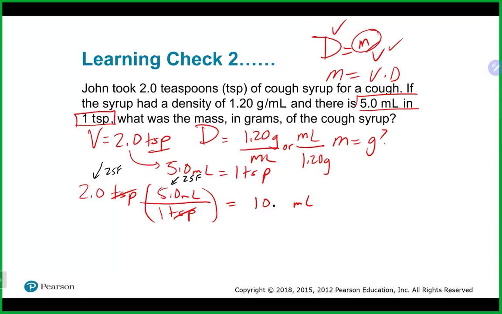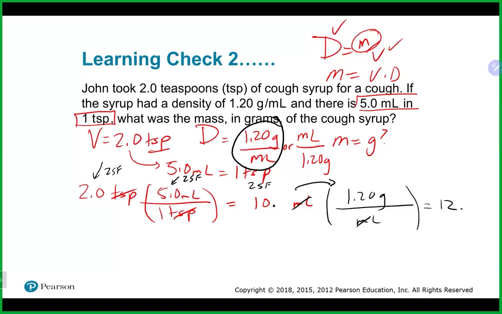We do need to look at the 5 here, and we should end up with 2 significant figures. That's why I got rid of the 0 there at the end. Now that I have it in milliliters, I could just take a dimensional analysis approach and get rid of milliliters, which means the density conversion, 1.2 grams per milliliter, is going to do that for me. Those are going to cancel. We're going to multiply in this case, and that's going to get us a 12, I believe, grams in this particular case.